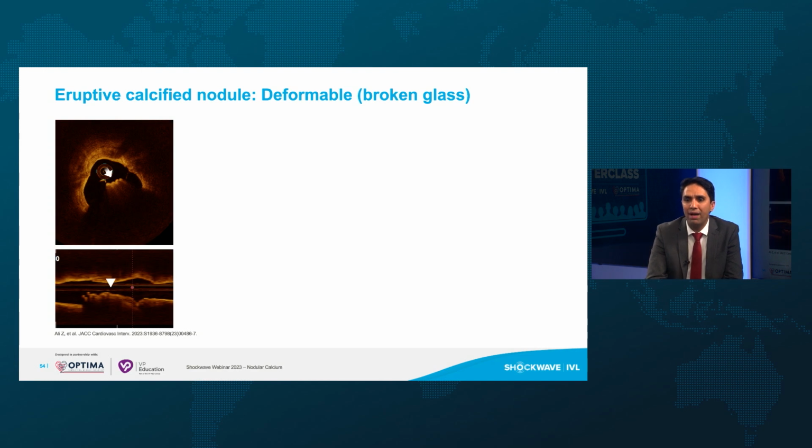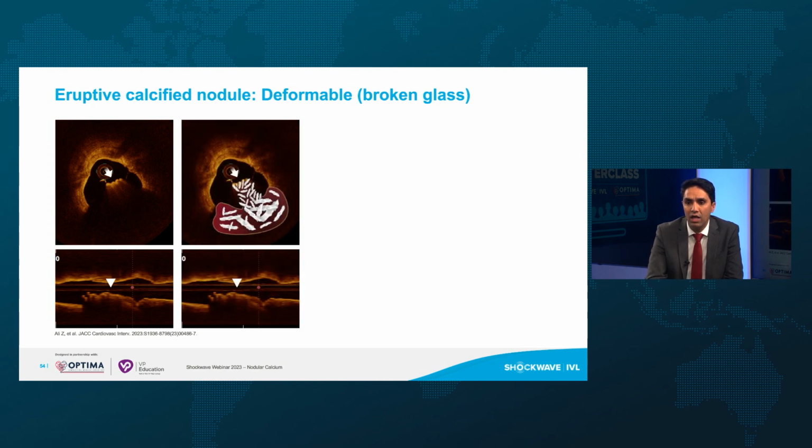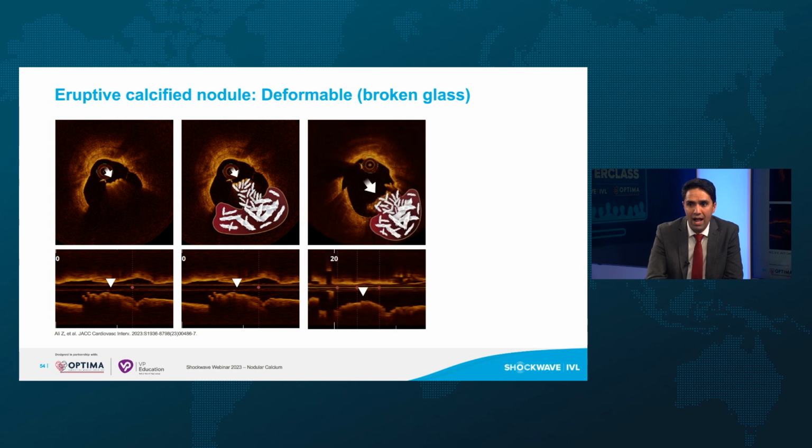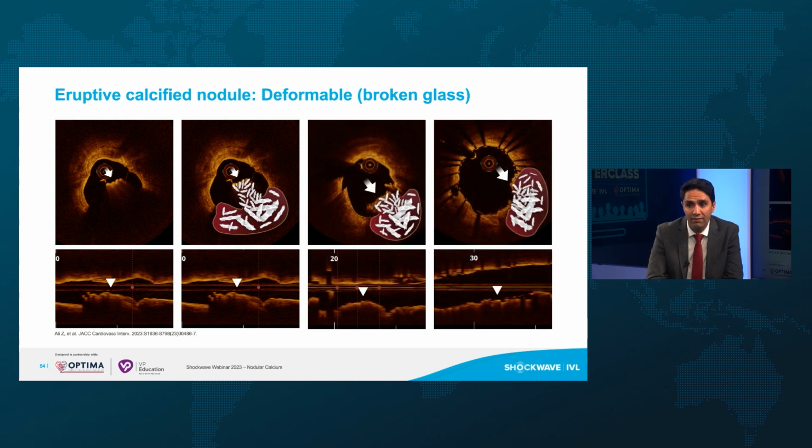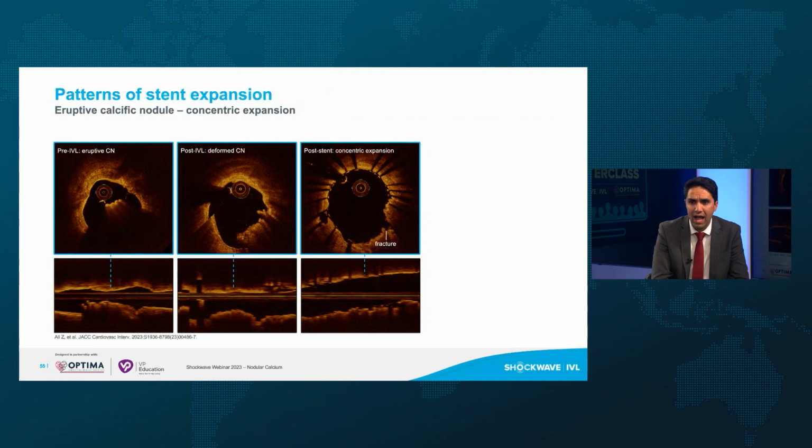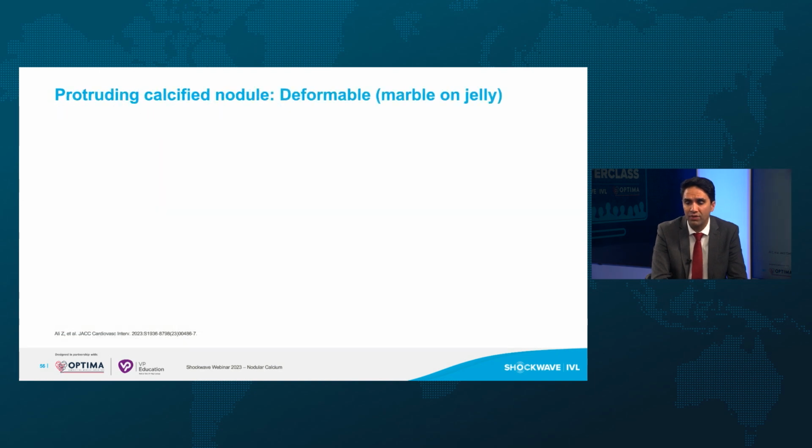Well, of course, if we go back to this example, IVL may not be able to further crack broken glass already. So in eruptive calcified nodules, the relevance or the benefit of IVL remains to be determined. However, in patients with eruptive nodules, we did show that the use of IVL in Disrupt CAD 4 led to very, very large acute luminal gains and excellent deformability with stent expansion. So the acute results with IVL were really very good.